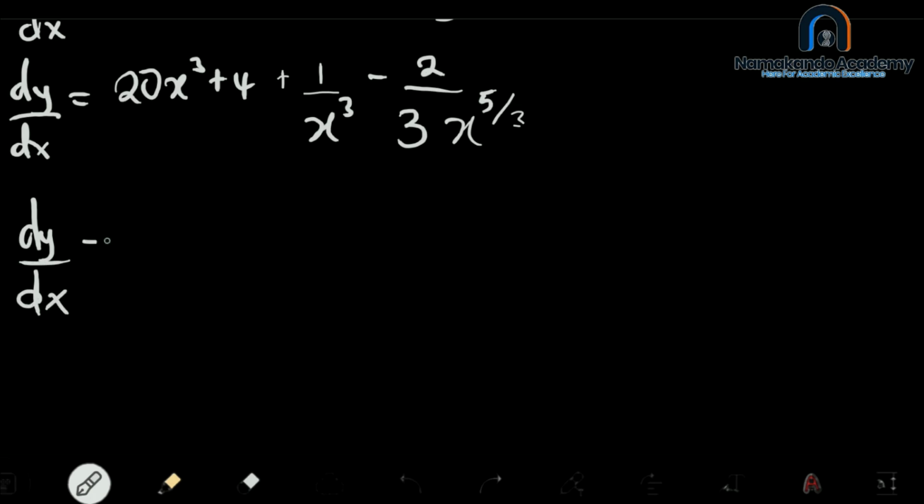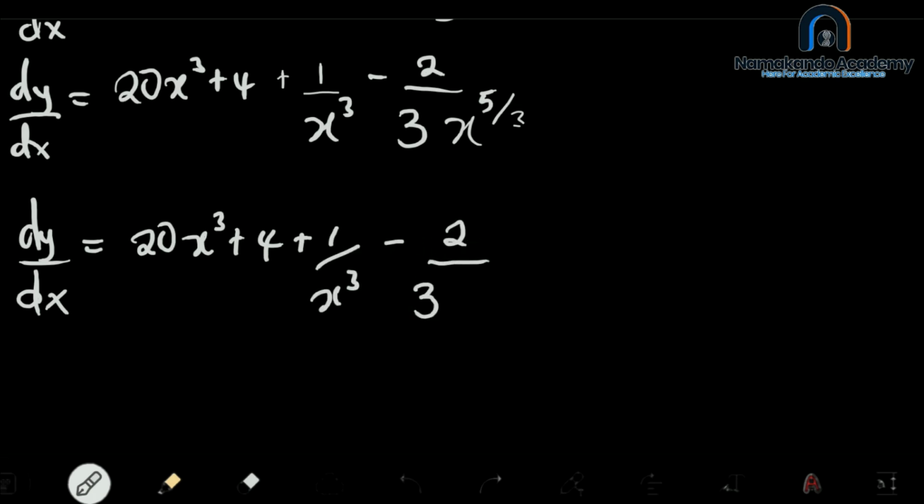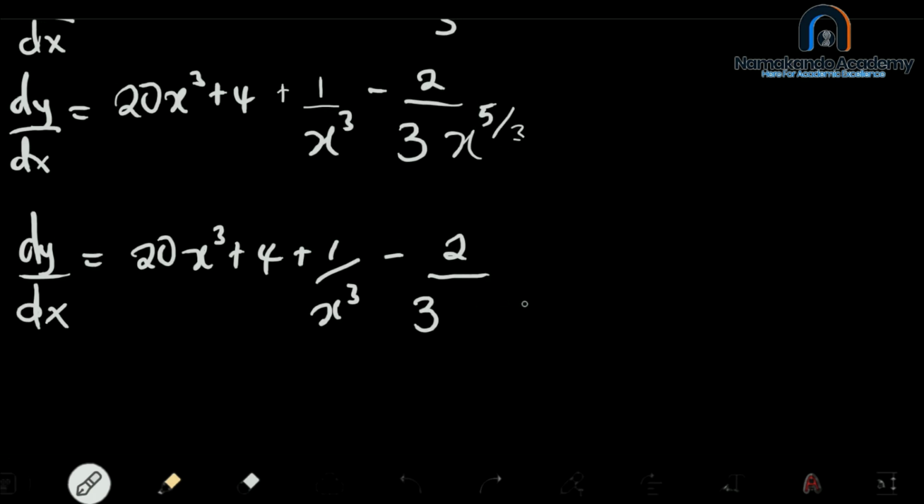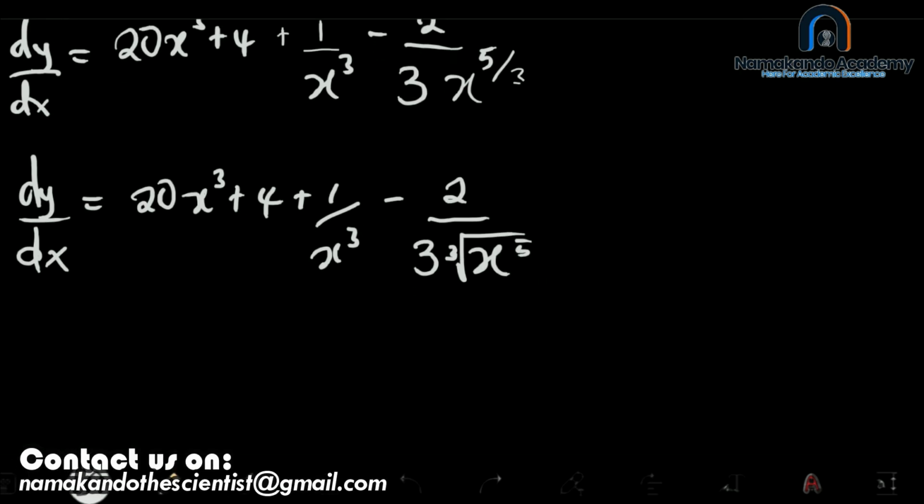We'll say our dy dx is equal to 20x cubed plus 4 plus 1 over x cubed minus 2 over 3. So since this power, or rather exponent, is a fraction, we simply introduce a root for this, so you get x. The one which is a denominator is going to be positioned here, then the one which is a numerator will come this side, and we are done with our problem.